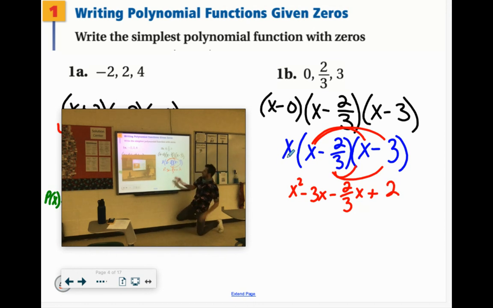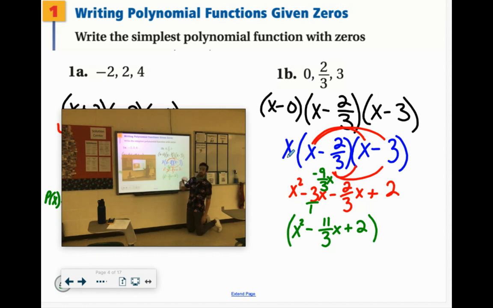Now, we got this -3 minus 2/3. Let's turn it all into thirds. So -3 is -3 over 1. So if we want it in thirds, you'd multiply by 3. So it'd be -9/3. So we'd have x squared. As far as the regular x's, -9/3 x minus 2/3 would be -11/3 x. And we got the +2. We still have to multiply all this by x.